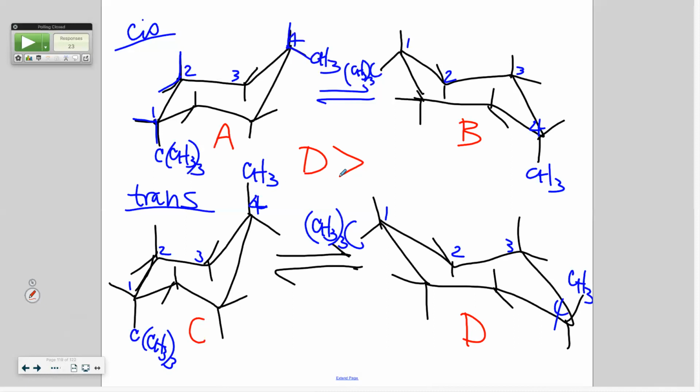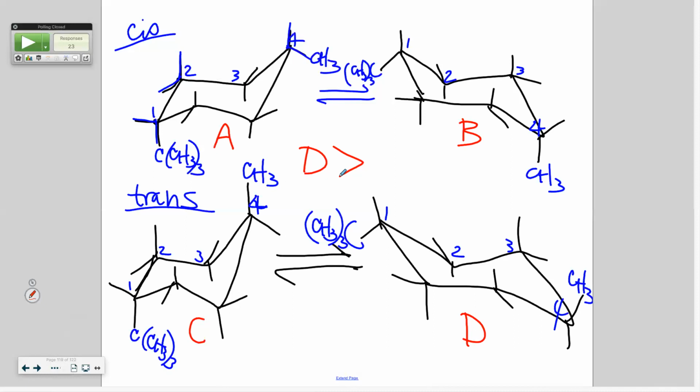Okay. My methyl group is axial, and my T-butyl group is equatorial. What do you think? B is what? Yes. Why? What is different about this example than the two methyls? We have two different size groups. A T-butyl is huge, and a methyl is kind of smallish.